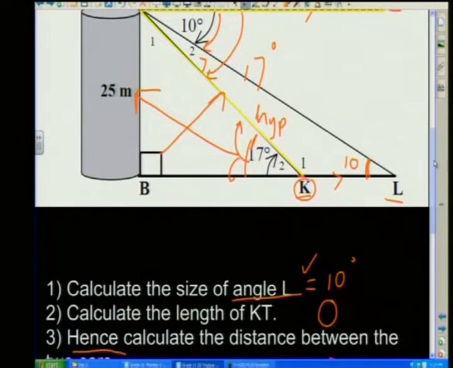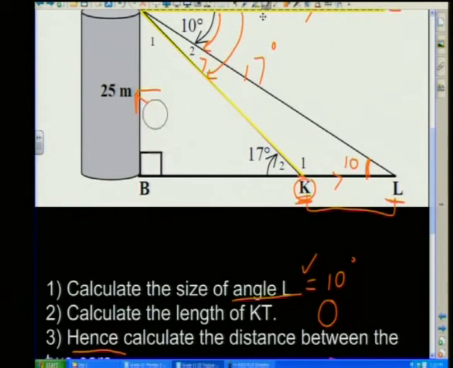Let's have a look at the diagram. Remember the distance between the two cars, this is K. That was car 1 and then L was car 2. So the distance between these two cars will be given by KL. So that's what we are looking for. Once again, I'm just going to erase everything else that we're not using for now.